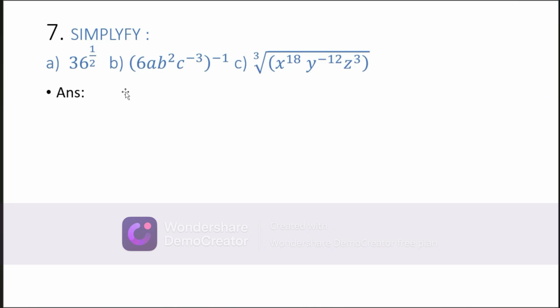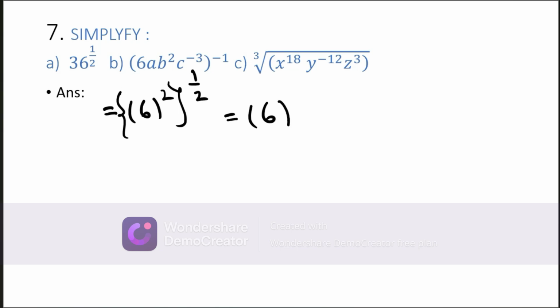Simplify. Okay. So first, 36 to the power 1 by 2. So first I write 36 as 6 whole square. Then the power is 1 by 2. So 6 whole to the power 2 into 1 by 2. So 6 to the power 1. So the answer is 6. Okay. Now go to the next problem.